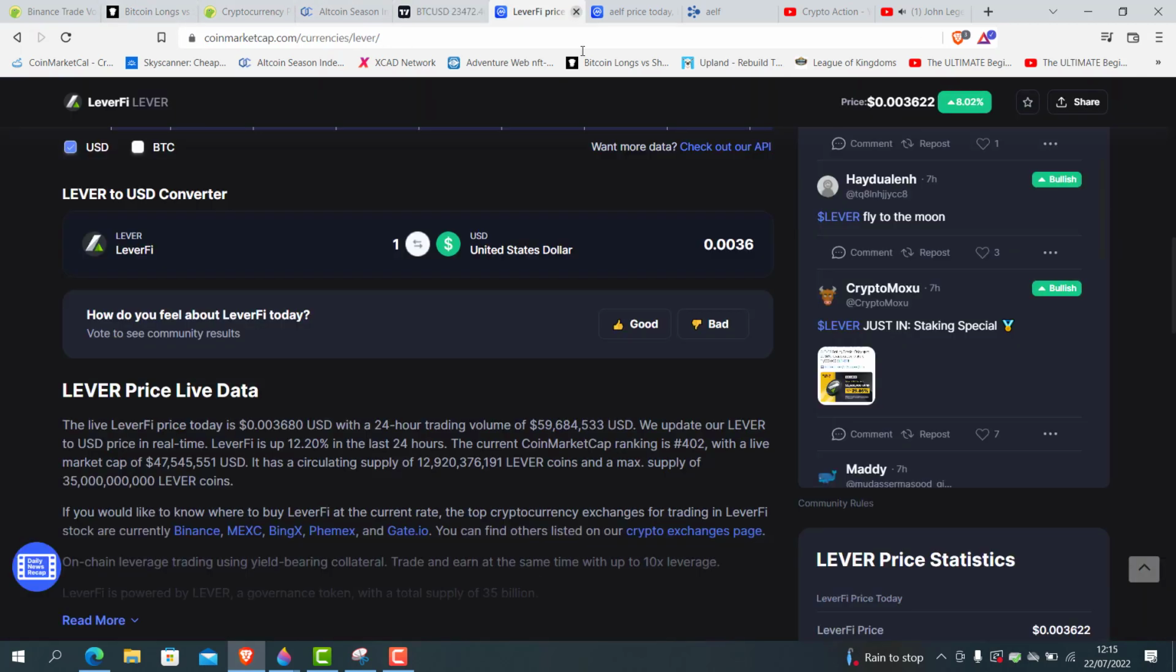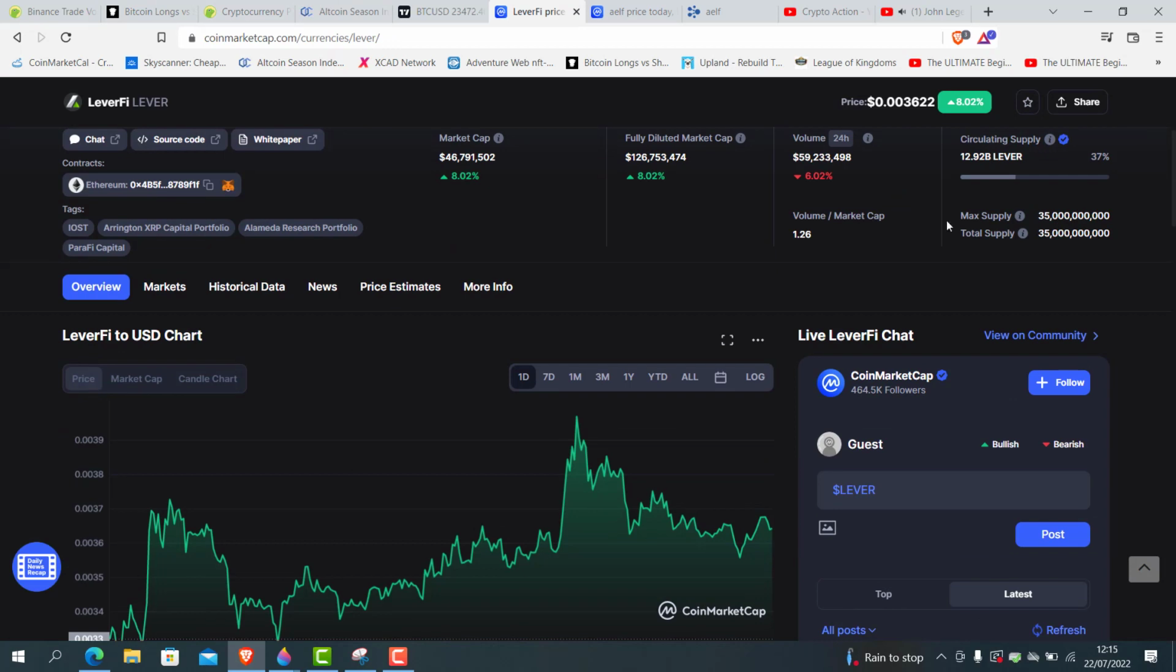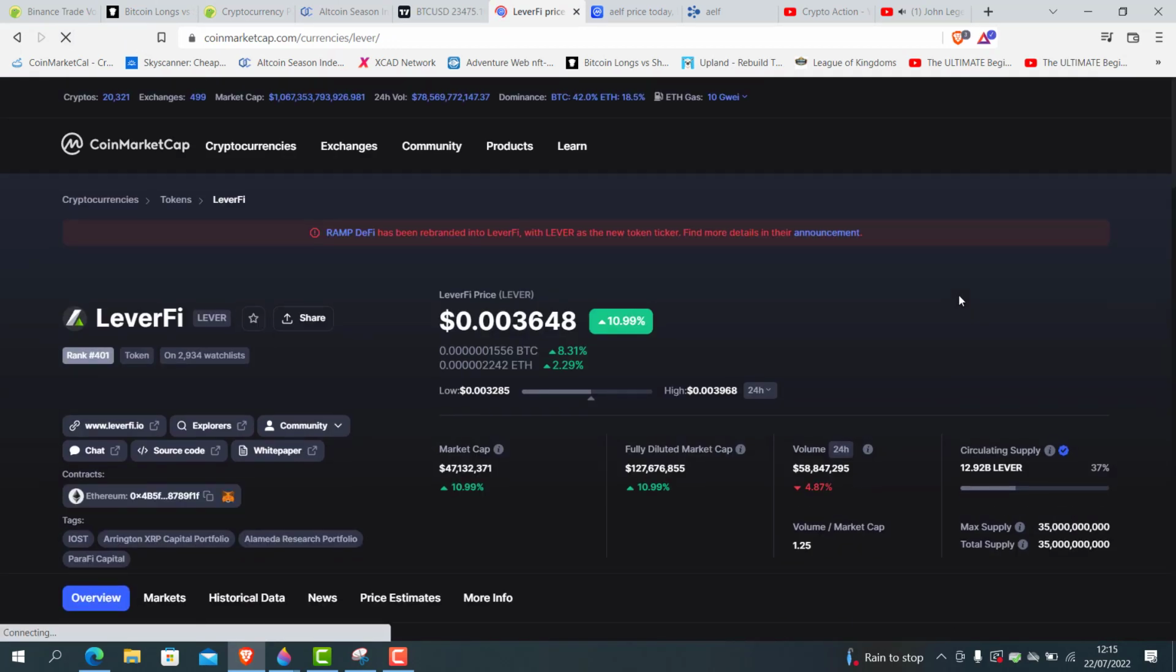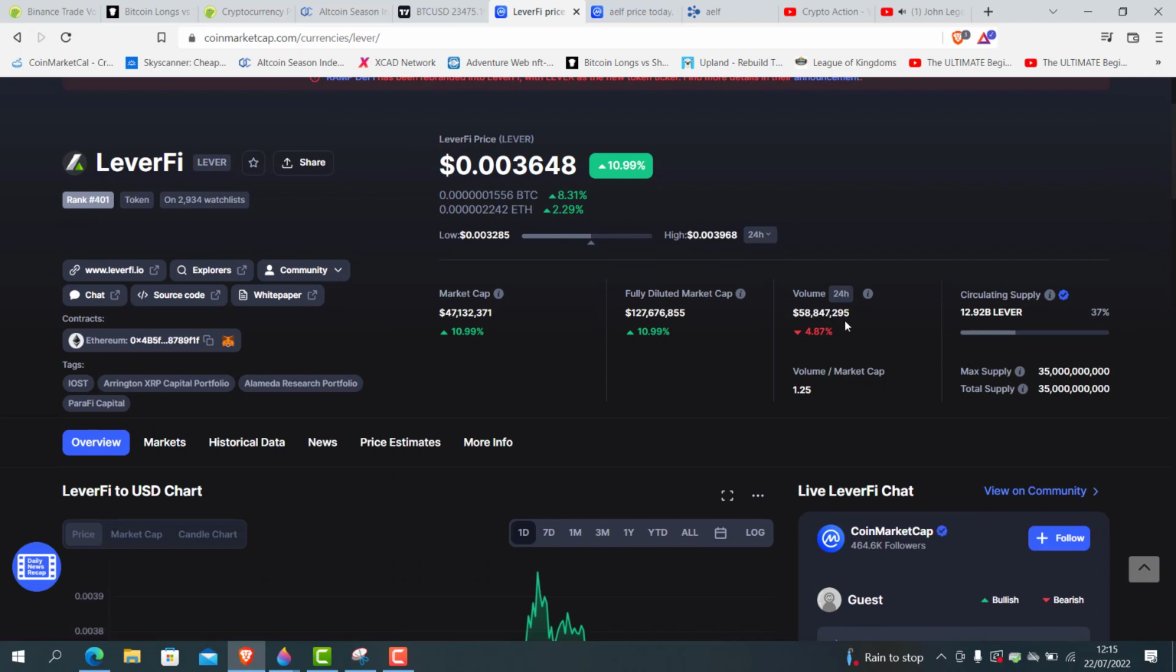So let's have a look at LeverFi, guys. As you can see, volume in the last 24 hours is 4.87% down, all right? Market cap is 0.24% down as well. Nearly 3,000 people on the watch list.